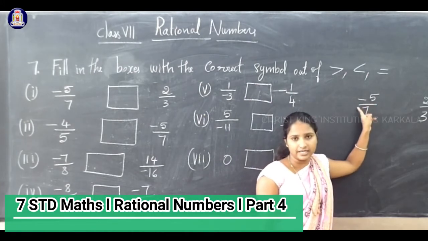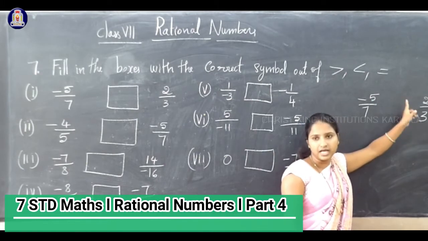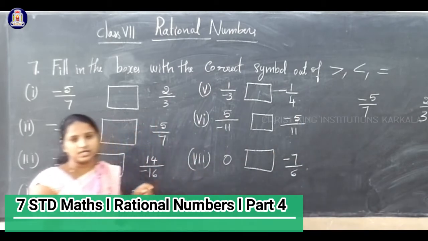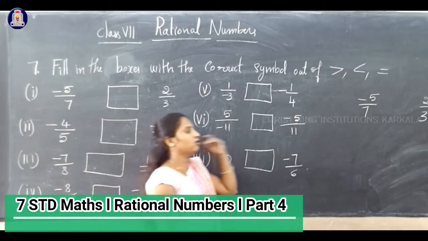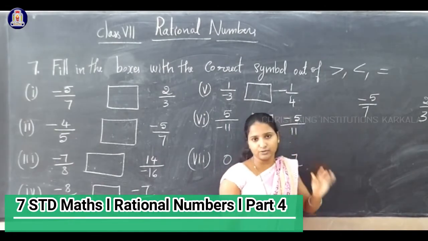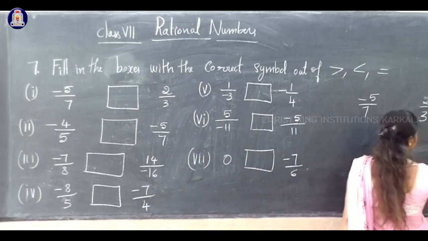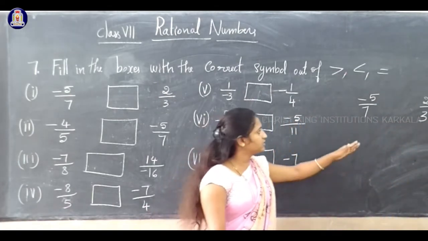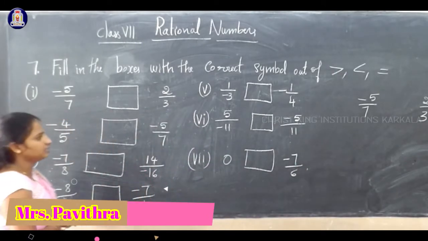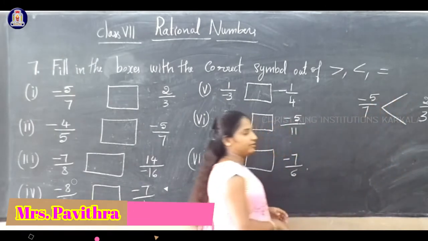Here the sign is not mentioned, but we consider there is a sign, and that sign is plus. So plus 2 by 3 is a positive rational number. Positive numbers are always greater than negative rational numbers, isn't it? The values are increasing in positive rational numbers and decreasing in negative rational numbers. So that means 2 by 3 is greater than minus 5 by 7.